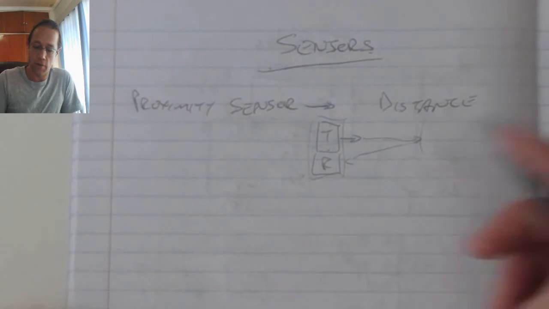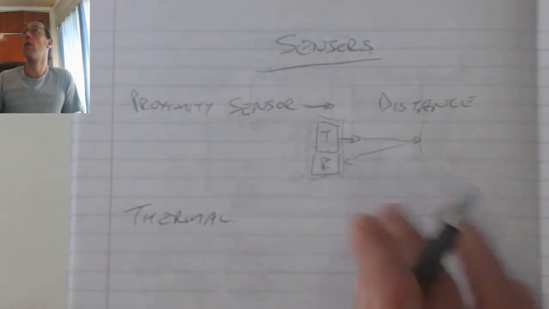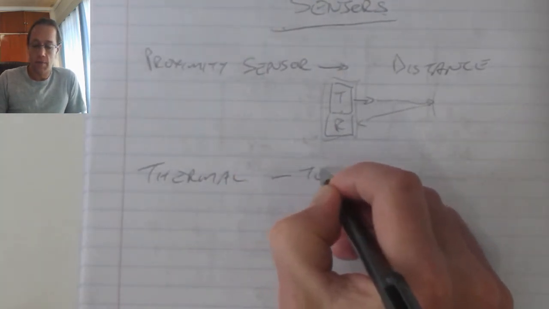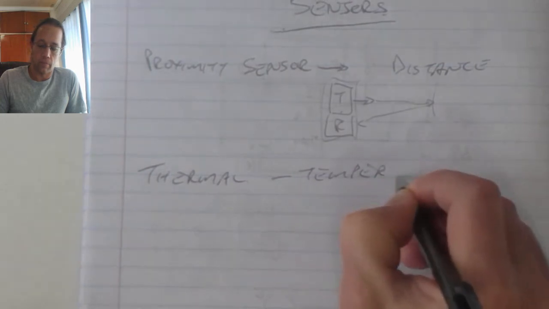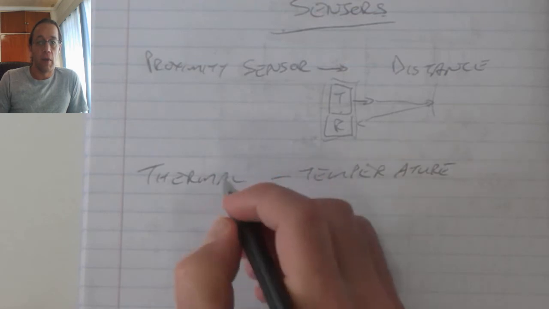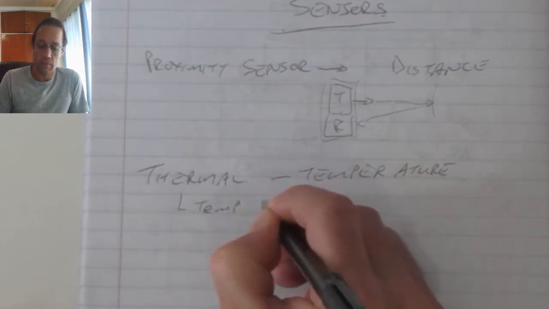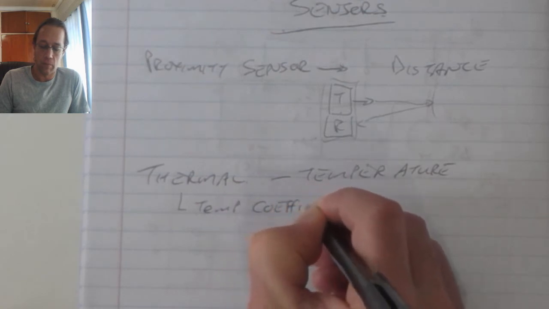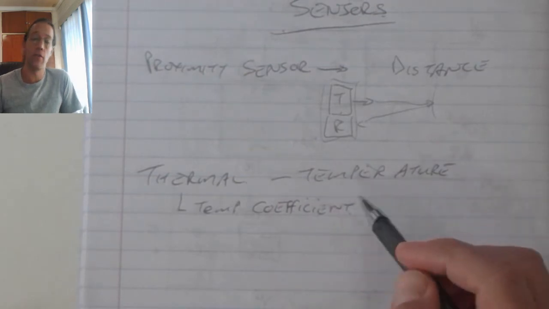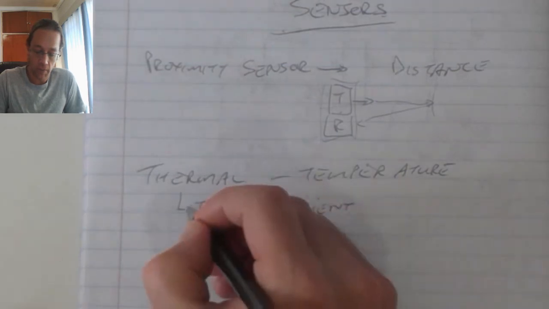The second type of sensor is thermal. Thermal sensors are all temperature based. Firstly, we've got temperature coefficient, whereby a material will change its resistance in accordance to the temperature it is receiving.